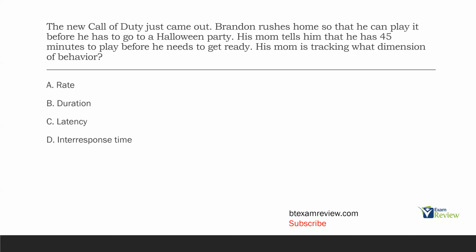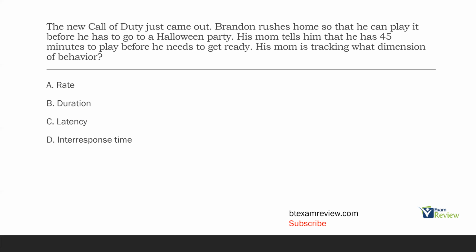Continuous measurement consists of rate, frequency, duration, latency, and inter-response time. Continuous measurement, we record all instances of behavior. Very straightforward. So in this case, Call of Duty came out. Brandon rushes home so he can play it. And then his mom says you have 45 minutes to play before you need to get ready. Well, that 45 minutes represents what?